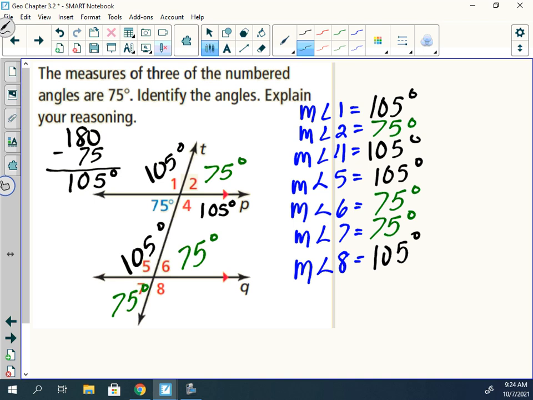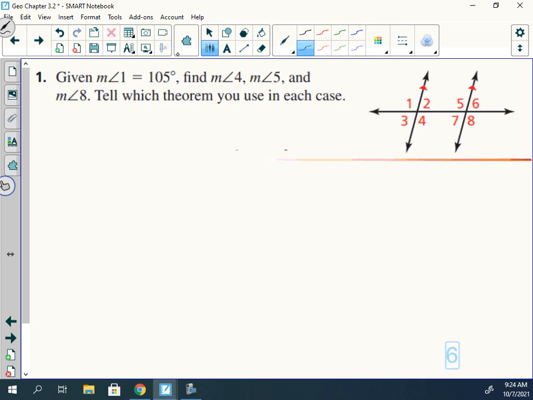We're ready for the next one. Given angle 1 is 105 degrees.